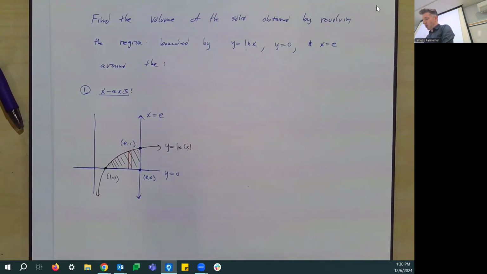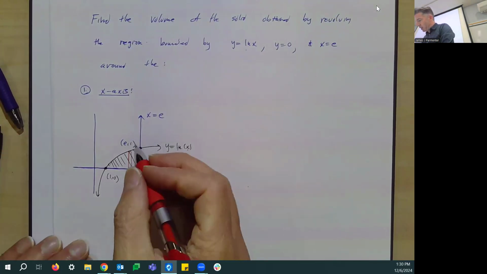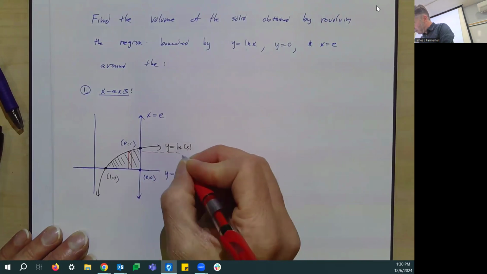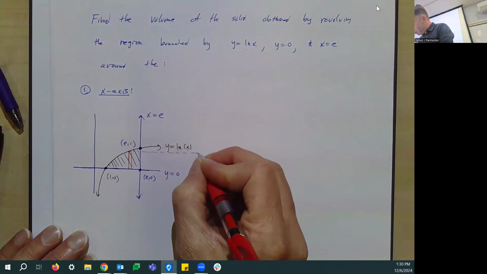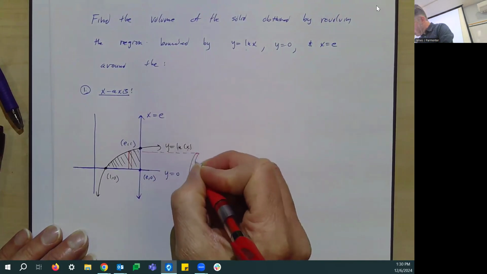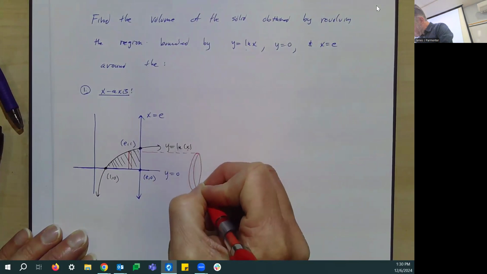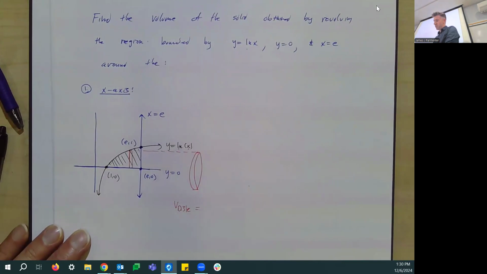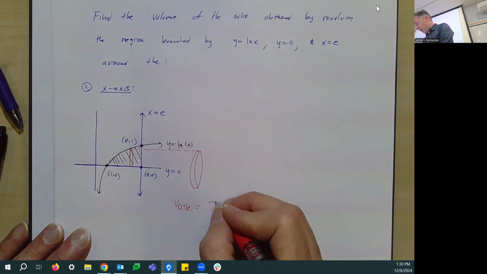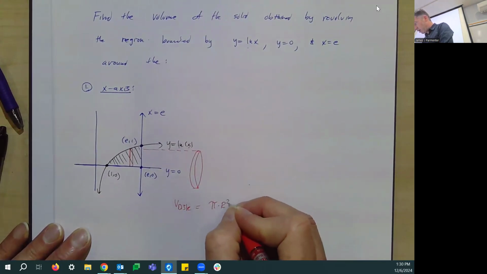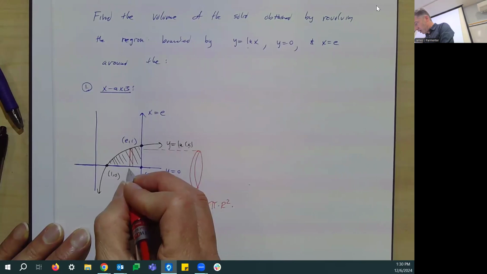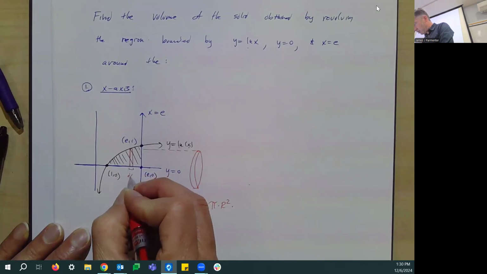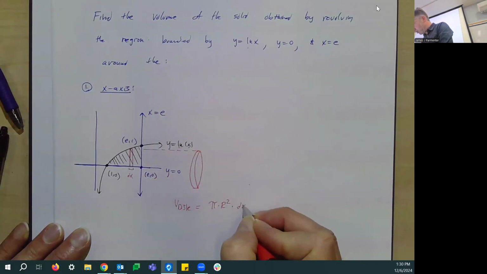Great, disk method. So I always like to think about what this little strip is doing, although you can skip this part if you don't like it. My disk is getting rotated around. So the volume of my disk is just a circle with some thickness. That's going to be pi times my radius squared times the thickness, which is a small change in x, which I like to call dx.